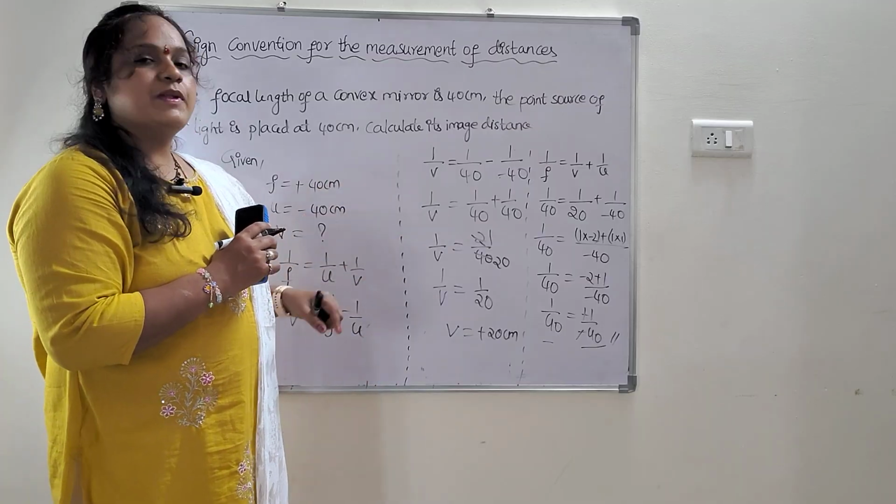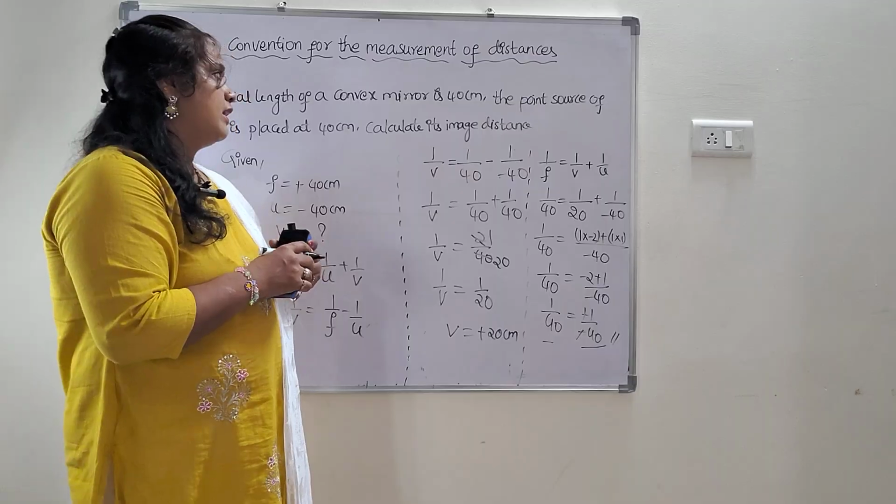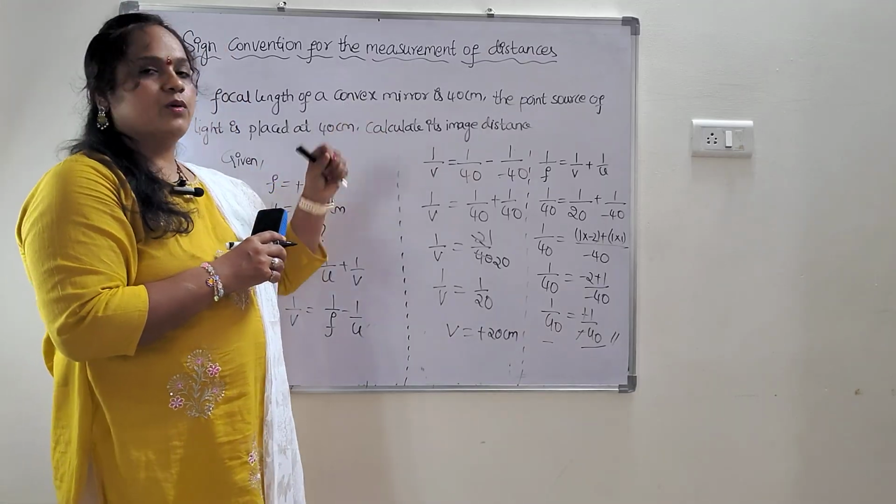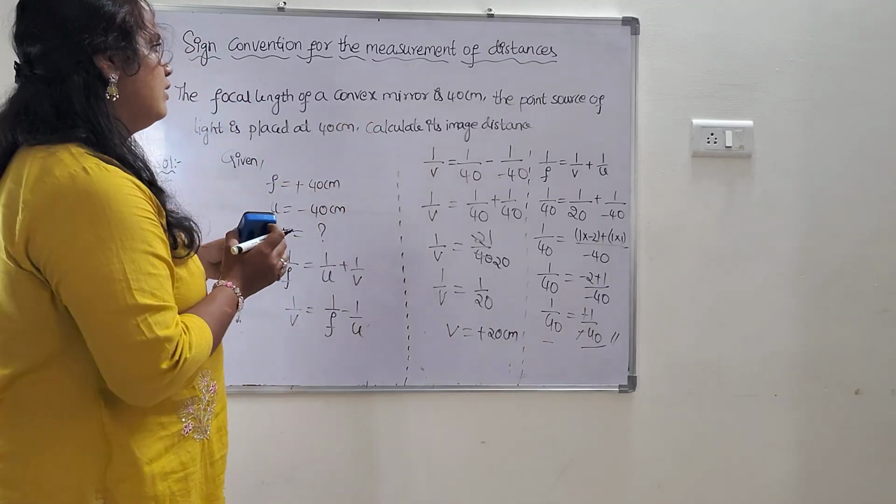And I'll explain another numerical also. Because we have done one numerical for convex, one more numerical we'll do for the concave mirror.